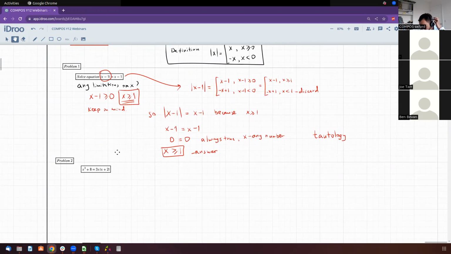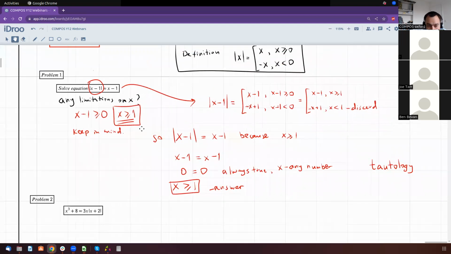The moral of the story: the solution to an equation could be a range of numbers. Basically, the solution to this equation is not a single number, but any number which is greater than 1. You can check that any number greater than 1 is a solution, and any number less than 1 is not a solution.